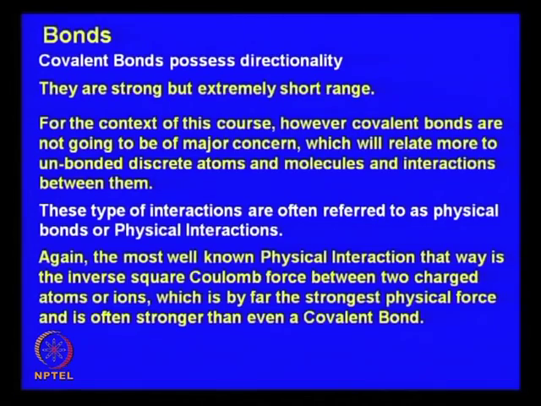The covalent bonds possess directionality, they are strong, but extremely short range. The covalent bonds exist between the atoms participating in the molecule formation. For the context of this course, which deals largely with polymers, covalent bonds are not going to be of major concern, as the course will relate more to unbonded discrete atoms and molecules and the interaction between them. These types of interactions between unbound and discrete entities at the nanoscale or mesoscale are often referred to as physical interactions.